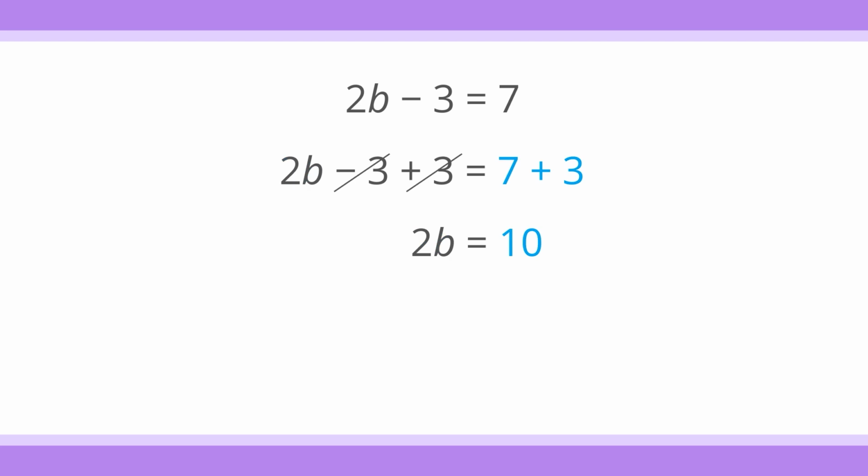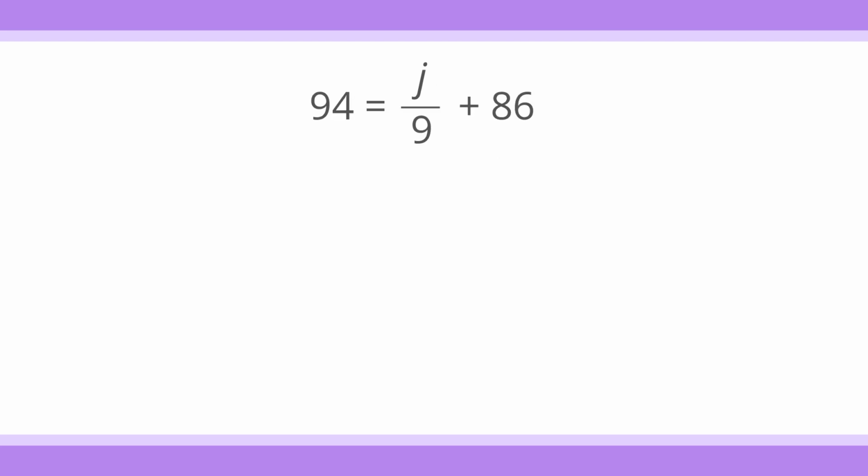Now we have 2b equals 10. b is being multiplied by 2, so we'll need to divide by 2 to isolate b. On the left, 2 over 2 cancels out since it's the same as just multiplying by 1, and on the right, 10 divided by 2 is 5. So b equals 5. That means if we plugged 5 in for the b in the original equation, it would be a true statement. For our next example, we have 94 equals j over 9 plus 86.